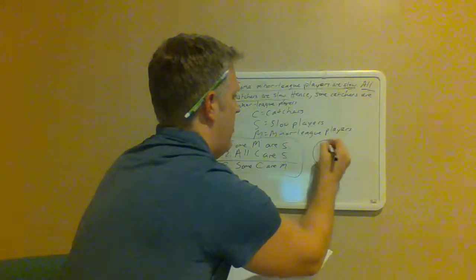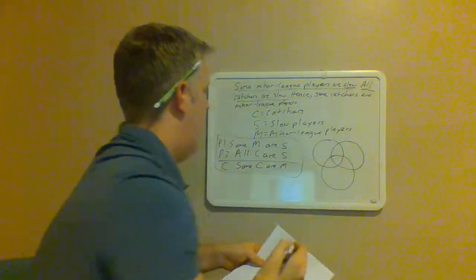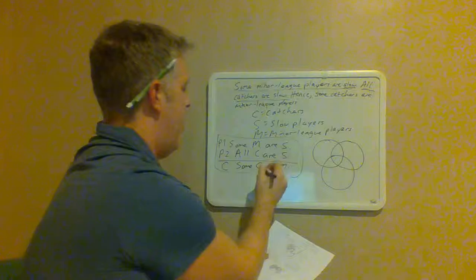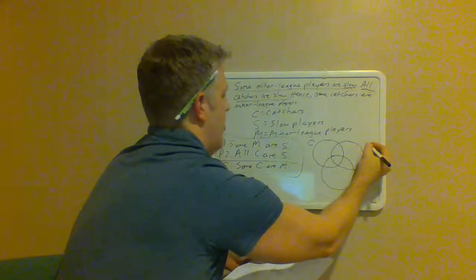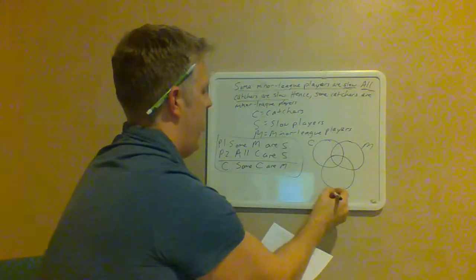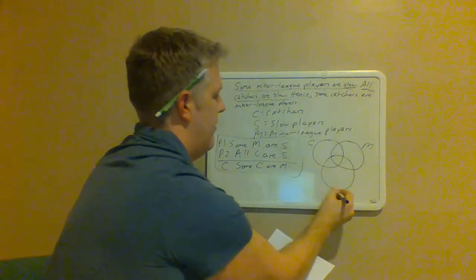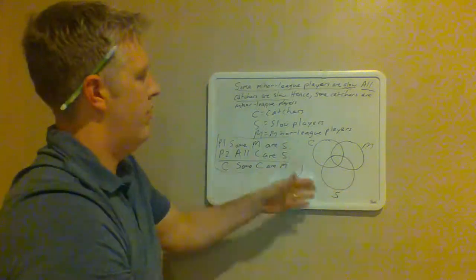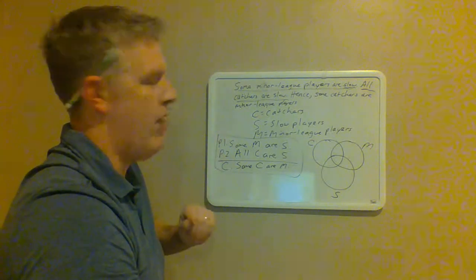We know we're going to need 3 overlapping circles. Okay, and we look to our conclusion to see what the minor term is. It's C, or catchers. Our major term is M, or minor league players. Right? And then our middle term is the one that's not listed in the conclusion, which is S, slow players. So we've got it all labeled appropriately. Now we need to go back, right, and diagram the premises.